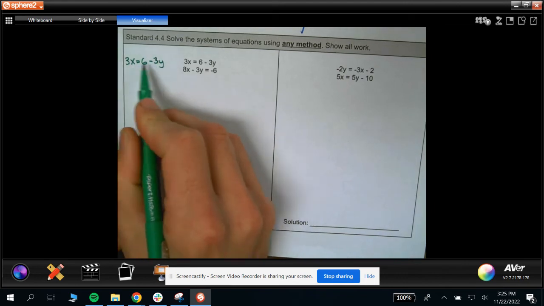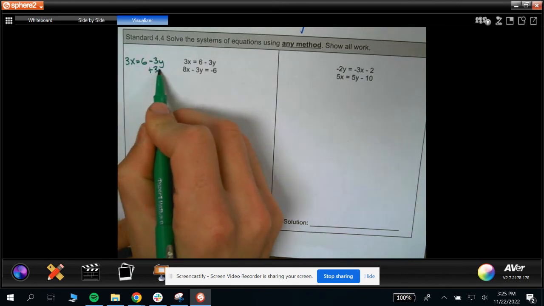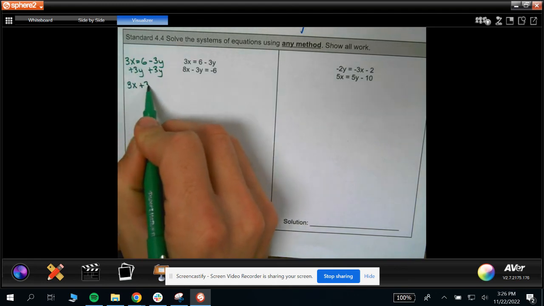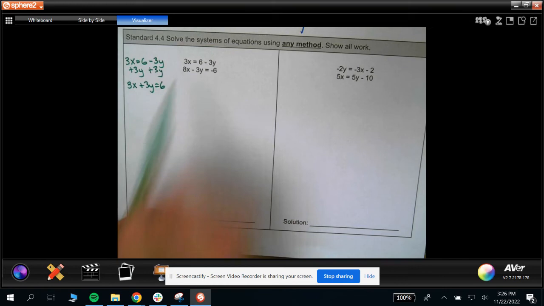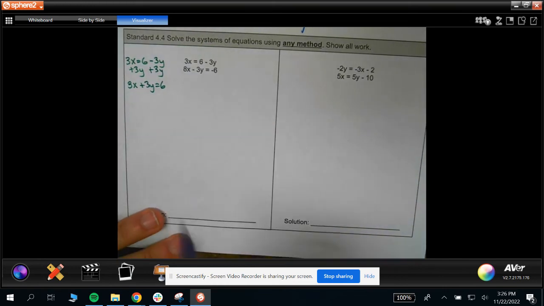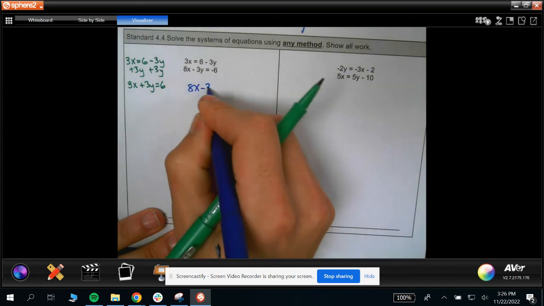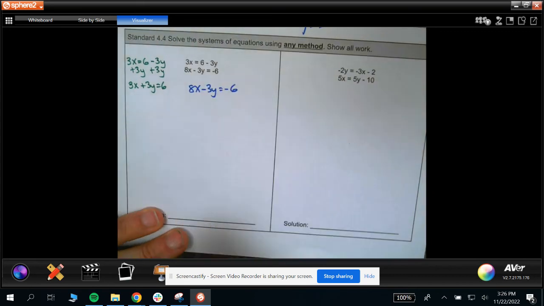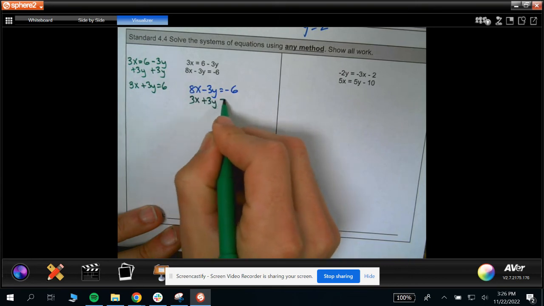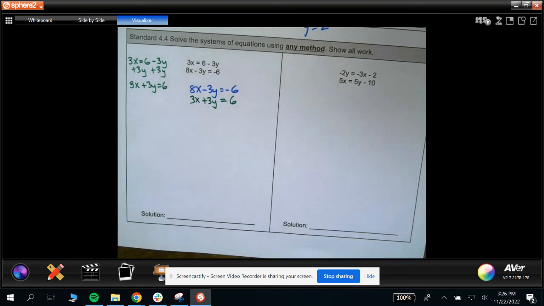I want to get my x and y on the same side, so I'm going to add 3y to both sides. So I get 3x plus 3y equals 6. Now it kind of looks like that one. So let's set this up. I've got 8x minus 3y equals negative 6, and I've got 3x plus 3y equals positive 6.